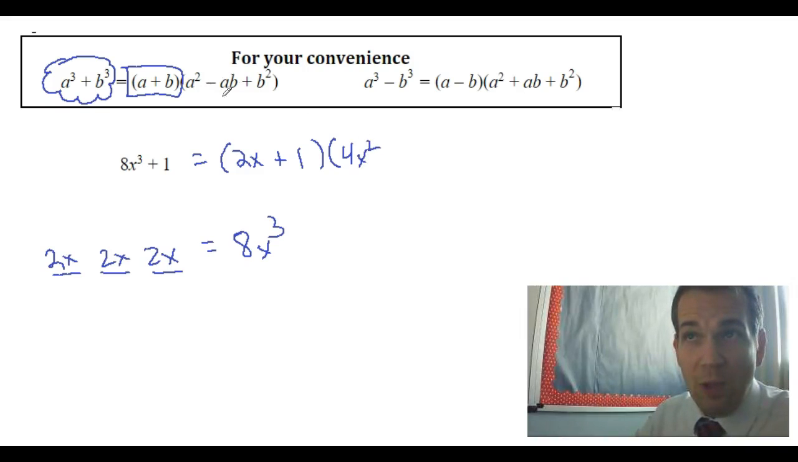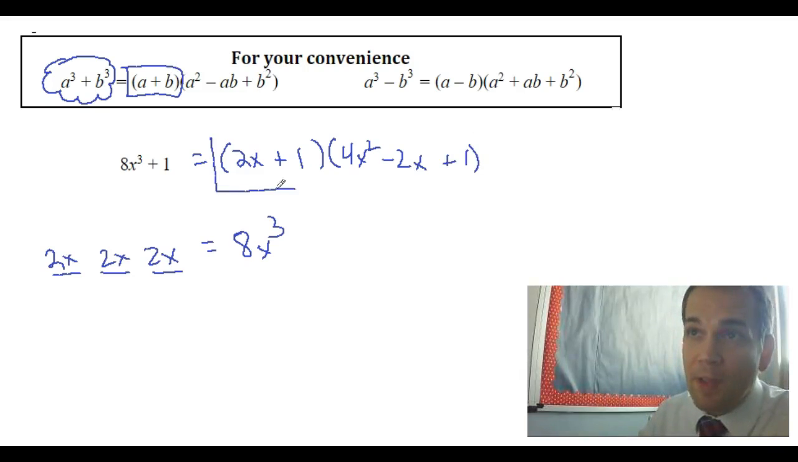This middle value will be the product of these two things with the opposite sign. So if this is 2x and this is 1, I'll multiply these together, which is 2x, and then flip the sign. And then finally, whatever I put here, if I square that, that should go here. So 1 squared is still going to be 1.